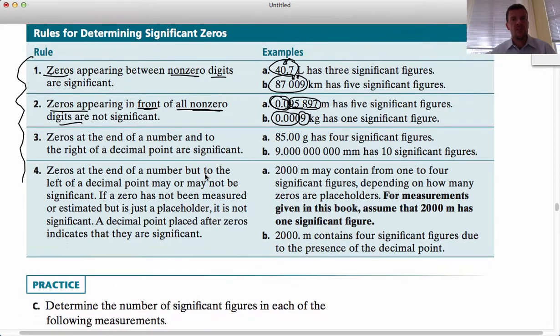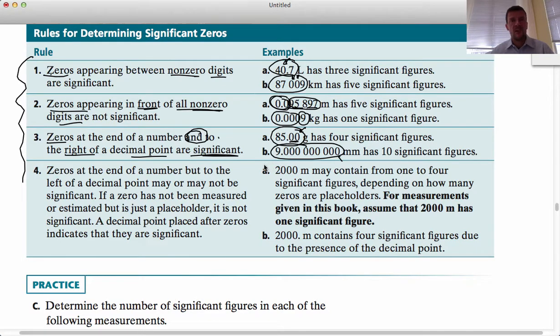If the zeros are at the end of a number, or I should be more specific, if they are after a decimal point, then that means they were used as part of the precision of the instrument. You are measuring out to the nearest hundredth of a gram here. You are measuring out to the nearest tenth, hundredth, thousandth, ten-thousandth, hundred-thousandth, millionth, ten-millionth, hundred-millionth, billionth of a millimeter. Zeros at the end of a number and to the right of a decimal point are significant. 4 significant figures. This one has 3, 6, 9, 10 significant figures.